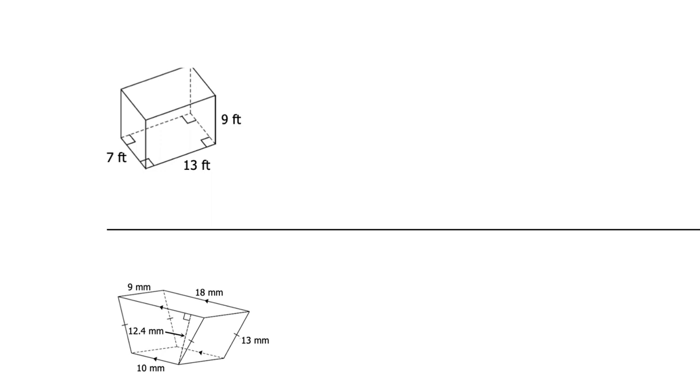So big B is the area of the base. Oops, I did not mean to do that. This appears to be a rectangular prism. So we can think of the base as any one of those rectangles actually, but I'm going to think of this one as being the base. And then, therefore, the top would be another base. So big B is the area of the base. It's a rectangle. So it'd be 7 times 13.